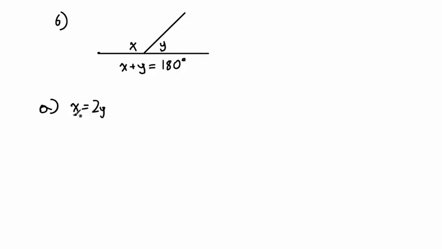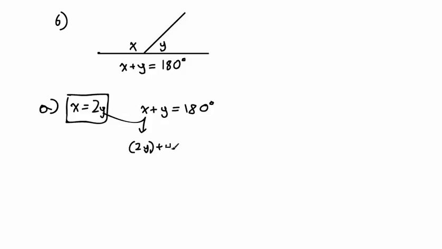Okay, so we have this equation, and we also have x plus y equals 180. Now, what do you think we should do? Well, we could just plug x into the equation, and then we get 2y plus y equals 180. Okay, it's looking good. We only have one variable. 2y plus y is 3y, and that equals 180 degrees. And when we divide both sides by 3, we get y equals 180 degrees divided by 3.